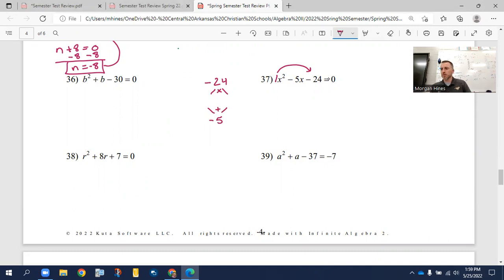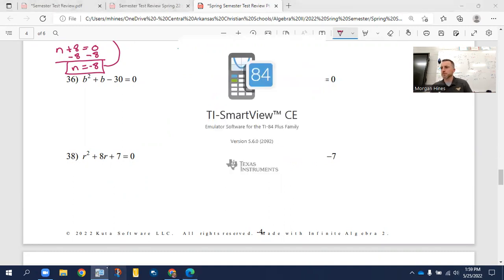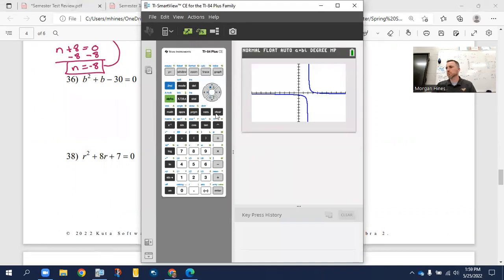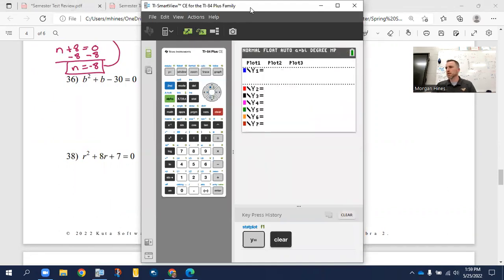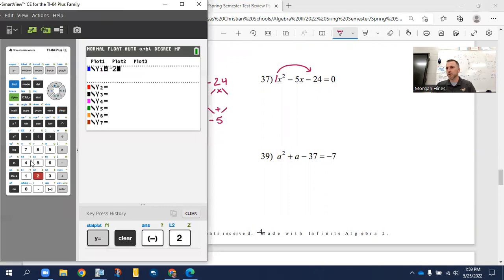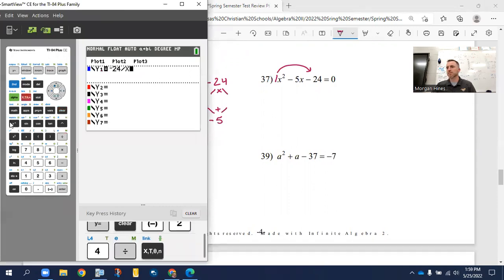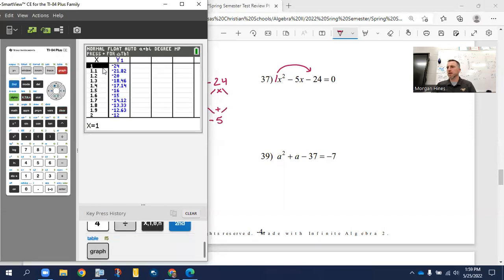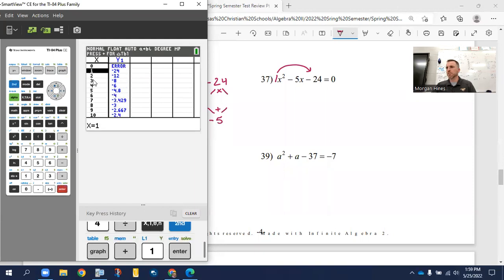If you wanted to do this on your calculator, you could hit y equals, and then type in the number that you want factored, negative 24, divided by x, then second graph. Every row contains factors of negative 24. You just have to find the ones that add up to negative 5. In this case, it would be 3 and negative 8.